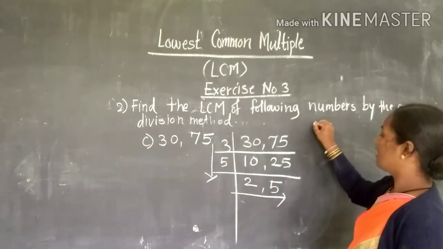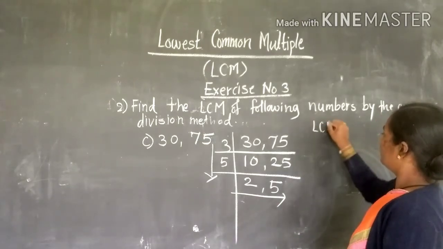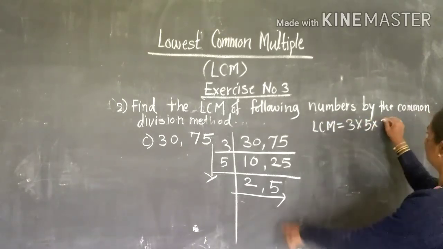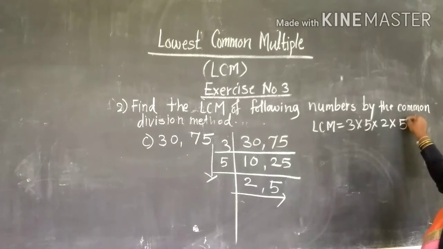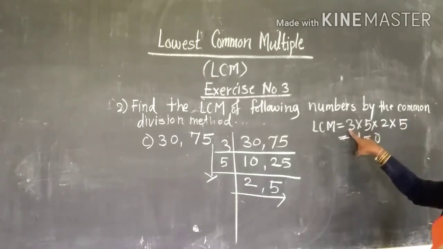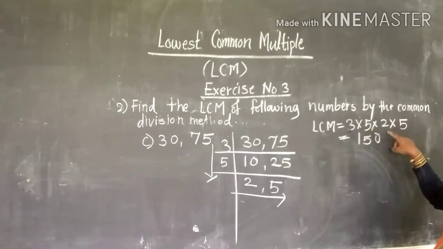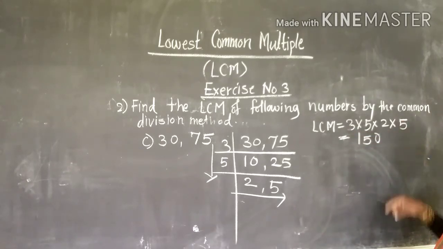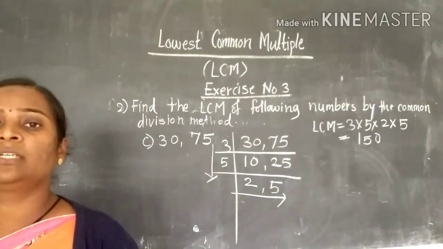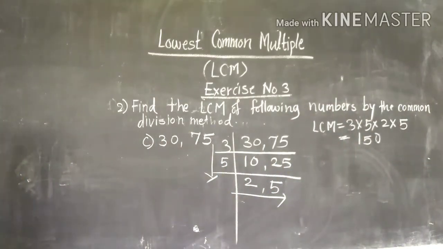So we got 3 and 5 as divisors, and these are the undivided numbers. So here LCM is equal to 3 into 5 into 2 into 5. Do the product: 5 3s are 15, 15 2s are 30, 30 into 5 you will get 150. It is the LCM of these numbers. We'll take the next example now.